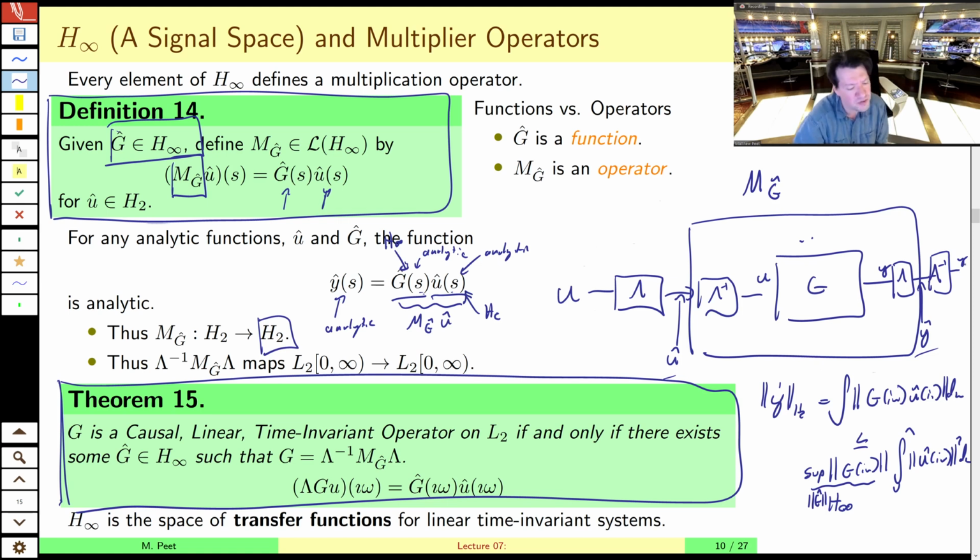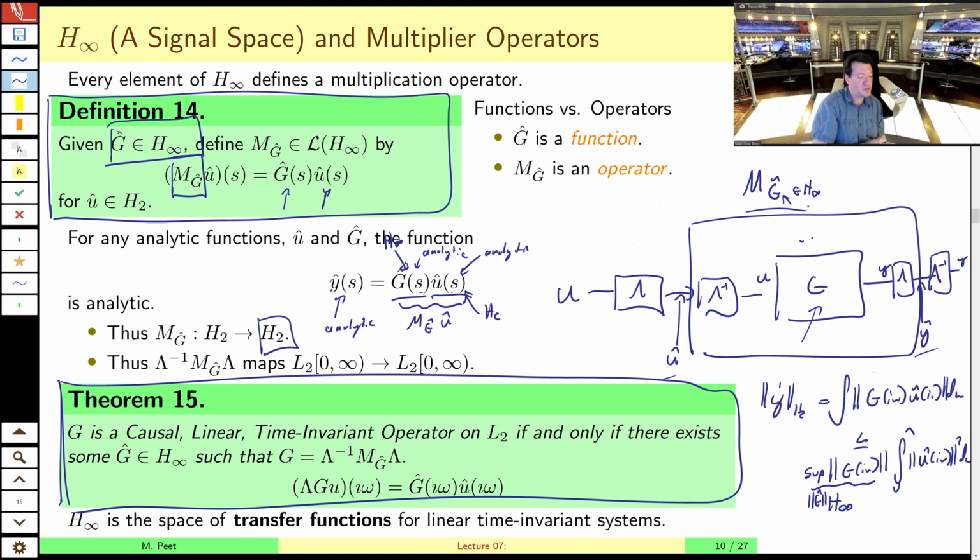Okay. But how restrictive is this? Does any system have a transfer function g hat in h infinity such that this whole block can be represented as multiplication by that transfer function? Multiplier operators in general on the frequency domain are much broader than this. The Laplace transform itself is not a multiplier operator. So how restrictive is it to only consider systems which multiply by a transfer function?